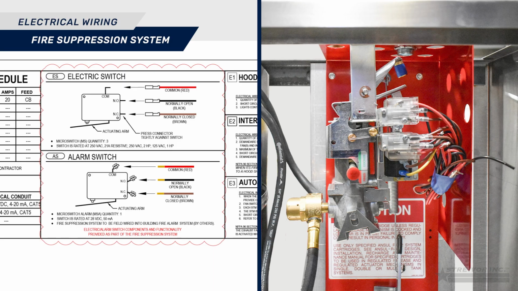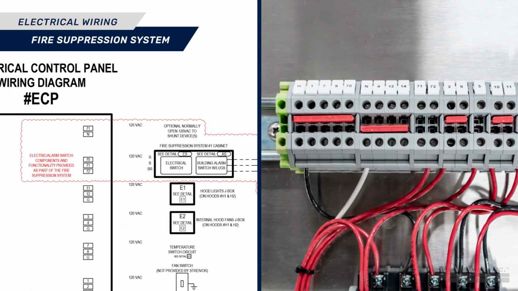To wire, locate an FSS electrical switch located in the FSS control head. Wire terminal block 70 to the common leg of the FSS electrical switch. Wire terminal block 71 to the normally open leg of the FSS electrical switch. Wire terminal block 72 to the normally closed leg of the FSS electrical switch.